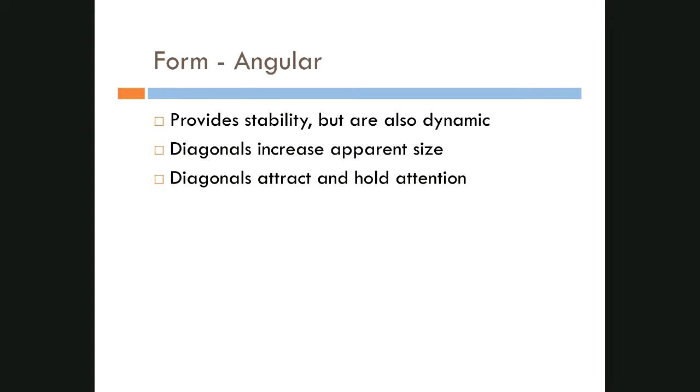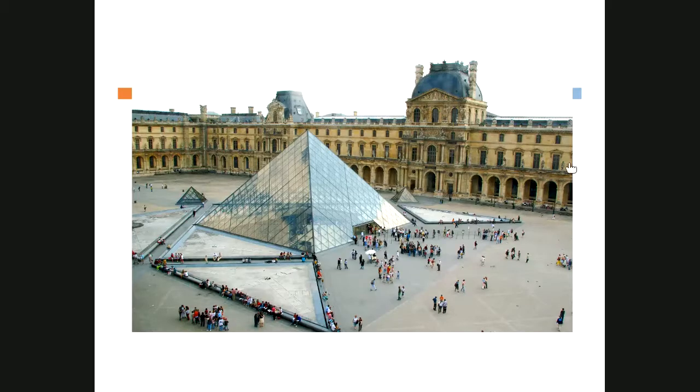And we can have angular form. So this is, any chance anybody know what this building is? I'm looking for this one right here, or this one. So this is the Louvre in Paris. It was the King's Palace hundreds of years ago.